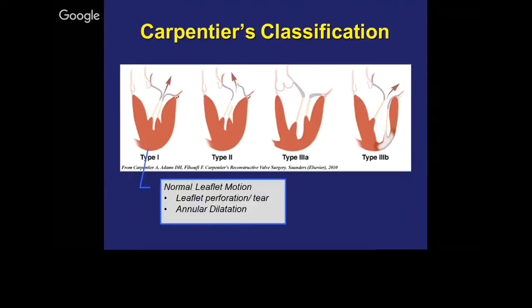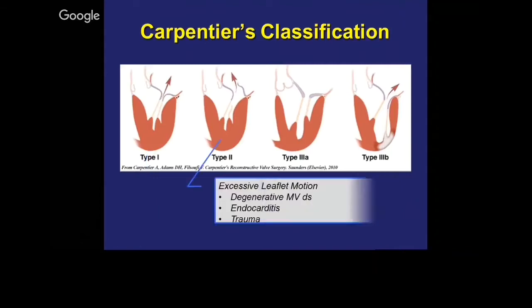Okay, keep going. So in type 1, there is normal leaflet motion. So the leaflet itself is moving normally in relation to the annulus. But maybe because there's a leaflet perforation or annular dilatation, then you have residual mitral regurgitation as a result of that. So the approach is going to be different. For type 2, there is excessive leaflet motion. So the common things will be mitral valve prolapse, degenerative mitral disease, endocarditis or trauma.